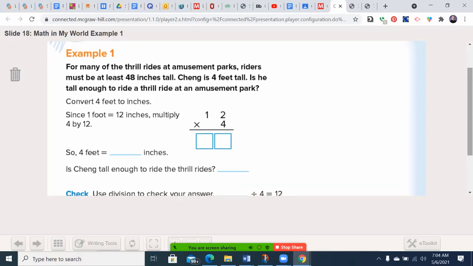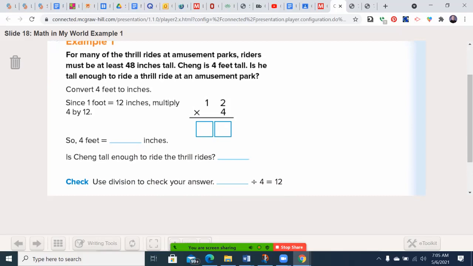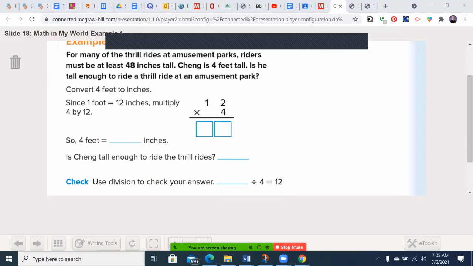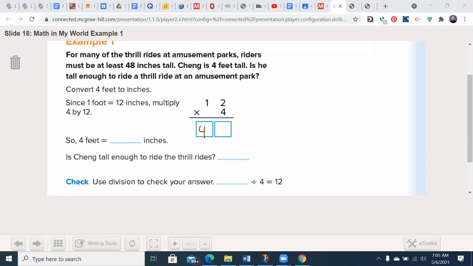Example basic. For many of the thrill rides at amusement parks, riders must be at least 48 inches tall. Cheng is 4 feet tall. Is he tall enough to ride a thrill ride at the amusement park? So I want to go from feet to inches. If you go to your local amusement park, it's generally written in inches. And I know there are 12 inches in a foot. So I multiply 12 times 4, and that gives me 48. 48 inches is 4 feet.